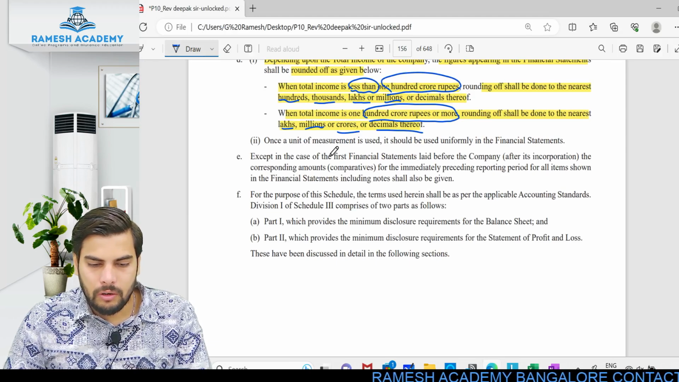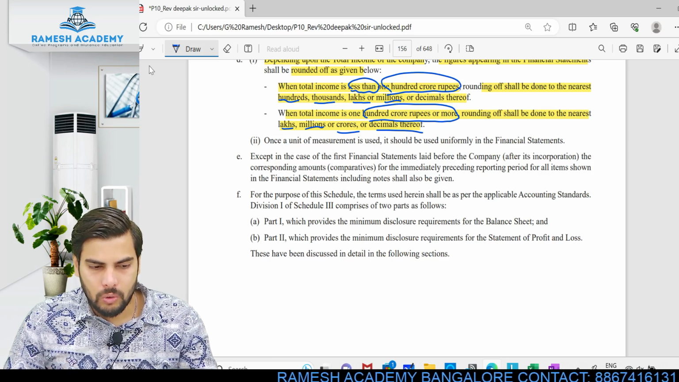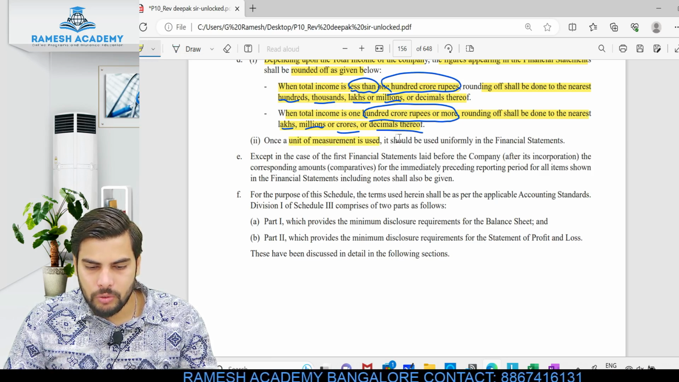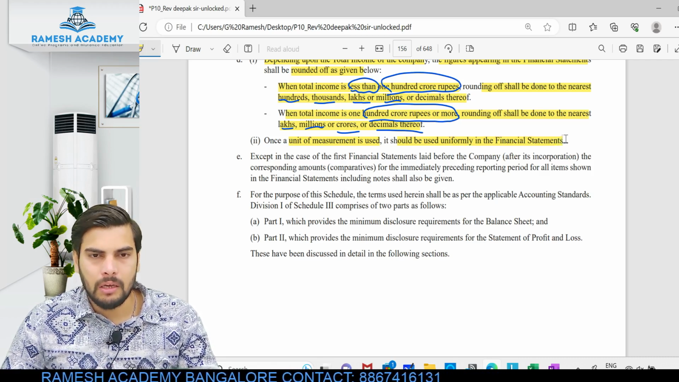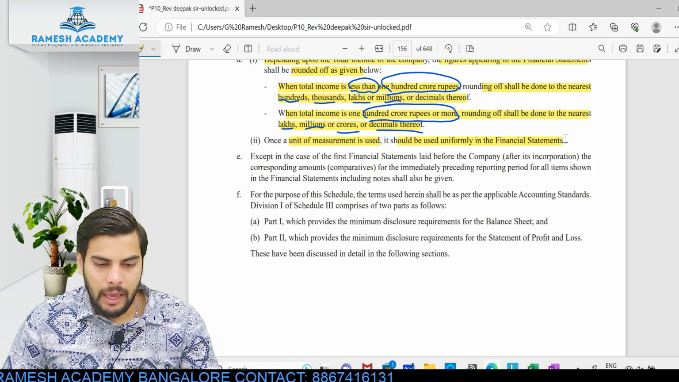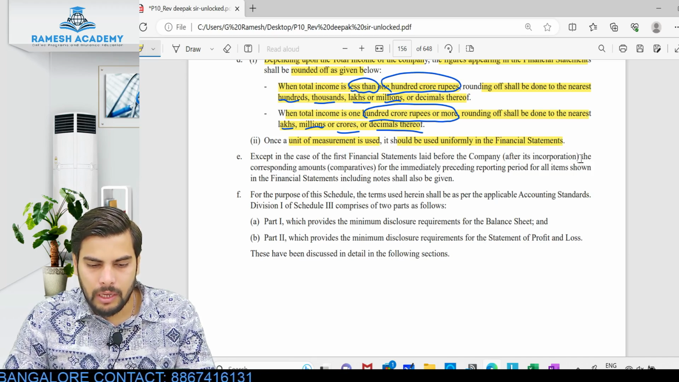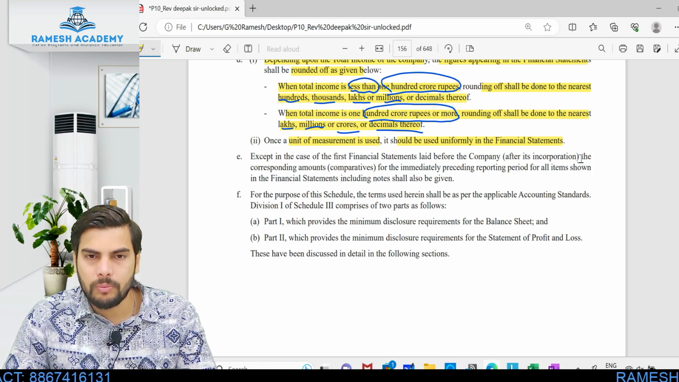So once a unit of measurement is used, the same unit has to be used consistently throughout. Look at this. Once a unit of measurement is used, it should be used uniformly in the financial statement, except in case of first financial statement laid before the companies after its incorporation. The corresponding amounts for the immediate preceding reporting financial year for all the items shown in the financial statement including notes shall also be given.